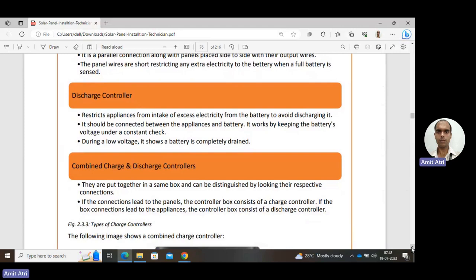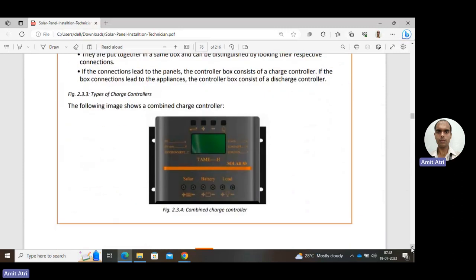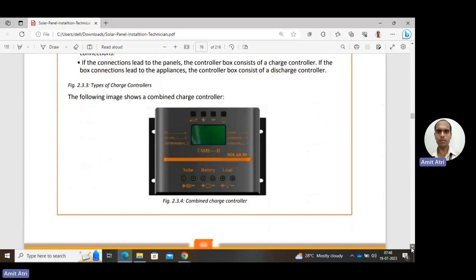Okay, then next is the combined charge and discharge controller. They are put together in the same box and can be distinguished by looking at their respective connections. We make those connections from where we have to connect the panels, and from where we have to connect the load. Like in the diagram, solar, battery, load, all of these connections are shown here on the charge controller.